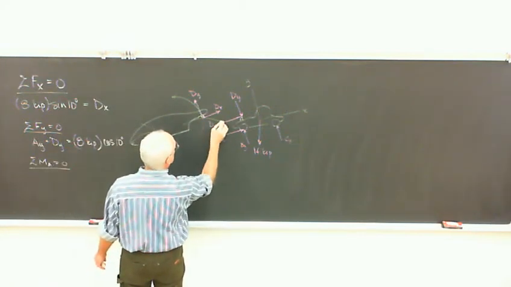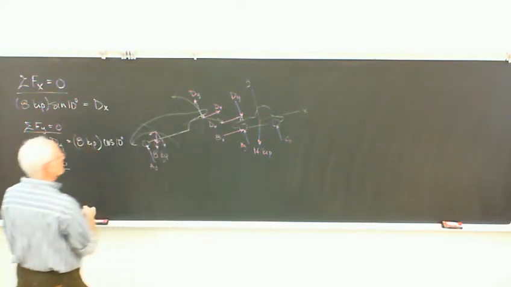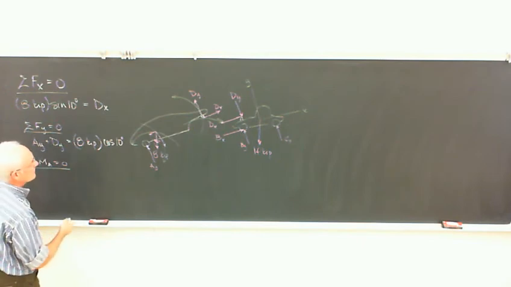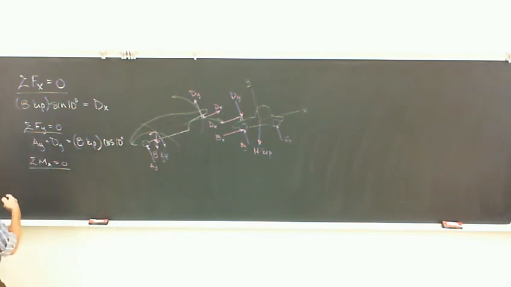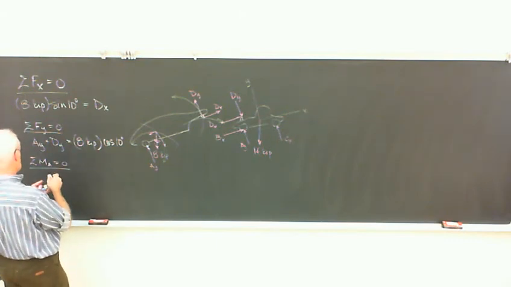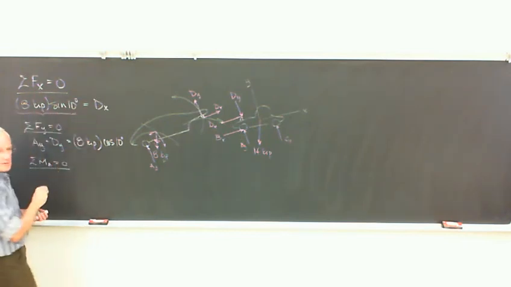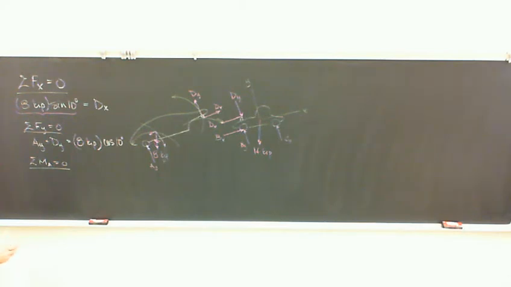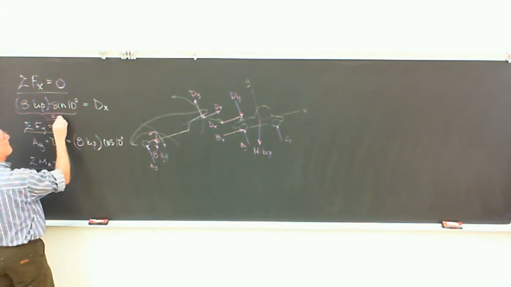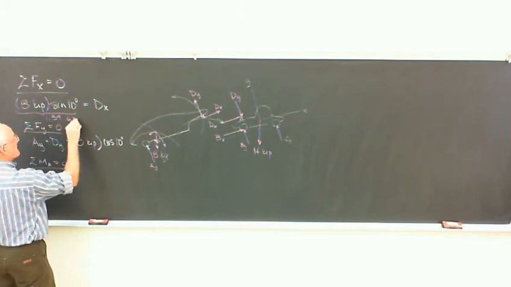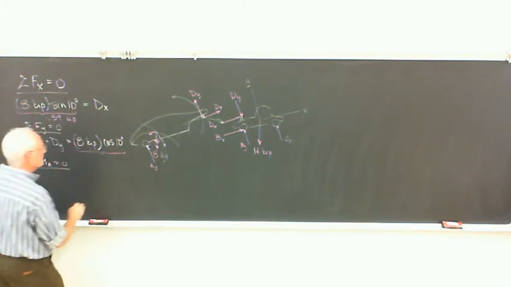So maybe those little arrows help, maybe they don't. So all the clockwise ones equal all the counterclockwise ones. So let's get these components here. What's that component? Anybody have it on hand? 8 times sine 10? 1.39. And that one?